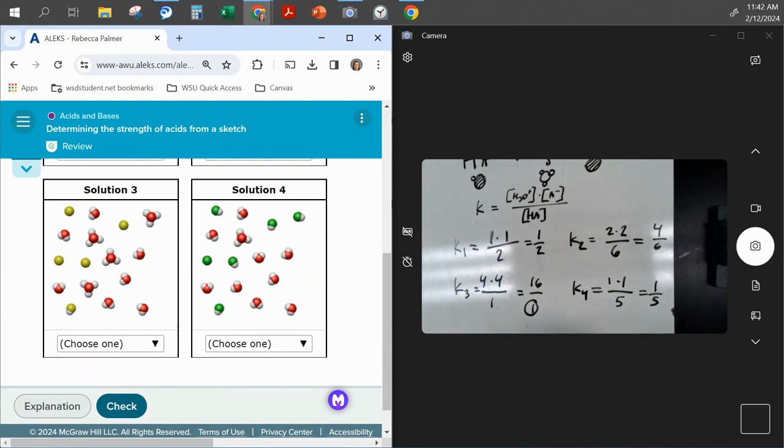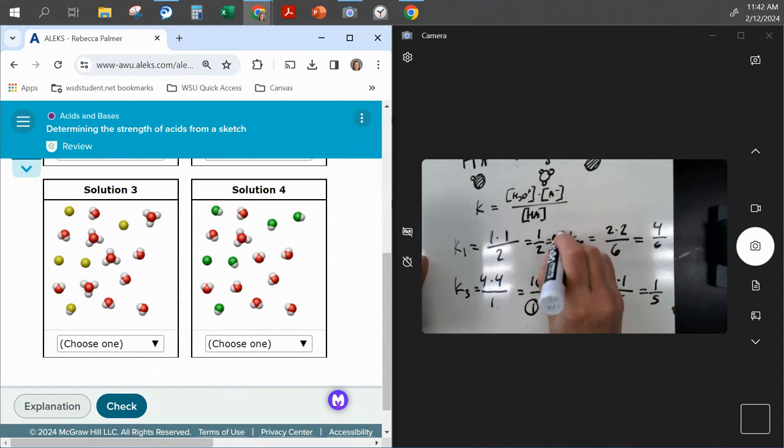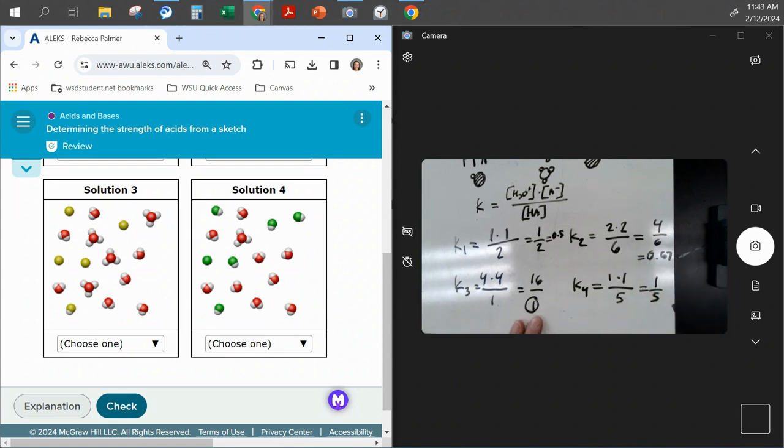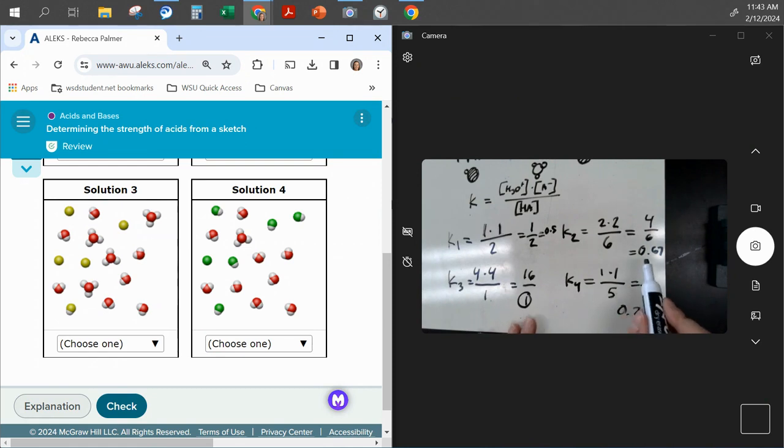So I know this is 0.5. This is a third point. No, 2/3. 4 divided by 6 is 0.67. And 1 divided by 5 is 0.2. So let's see. So this is going to be the next biggest number. Then this number. And then this number is the smallest. So it's going to be the weakest.